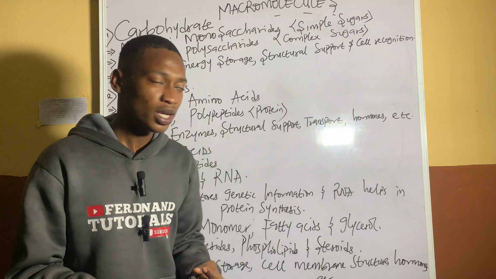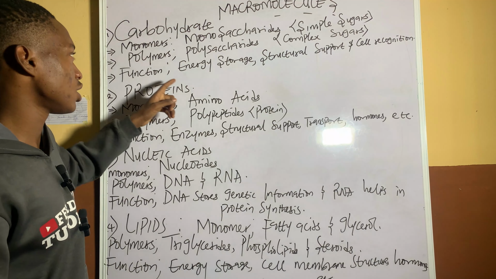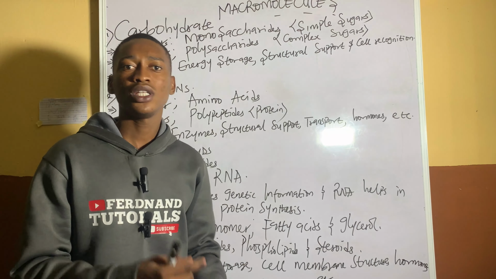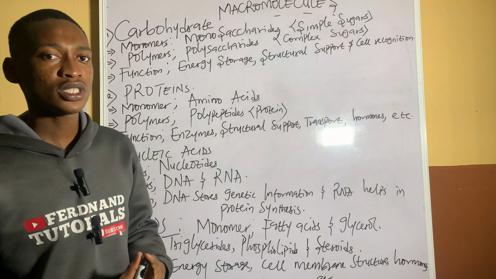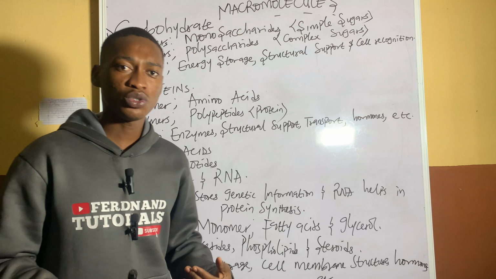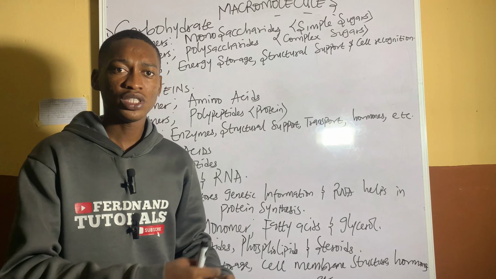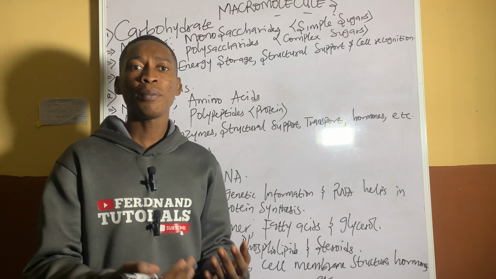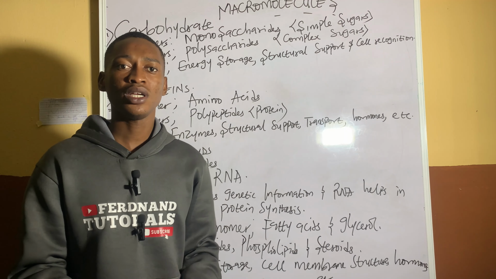Now, if we begin to look at the function, number one function is energy storage. The carbohydrate that stores energy in the body is called glycogen. Glycogen is responsible for energy storage. It is a form of carbohydrate. In plants, starch stores energy.